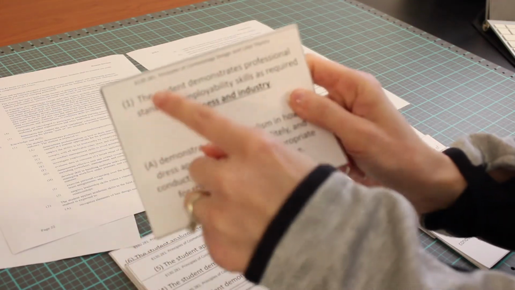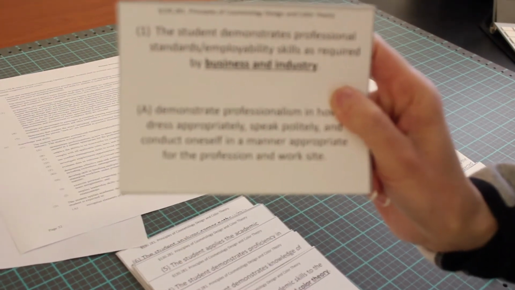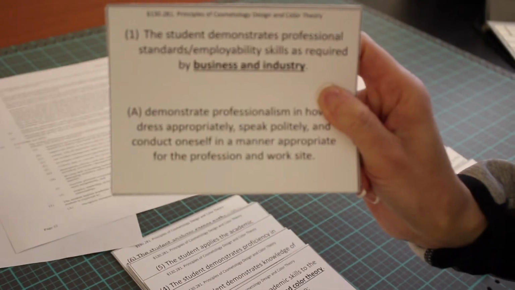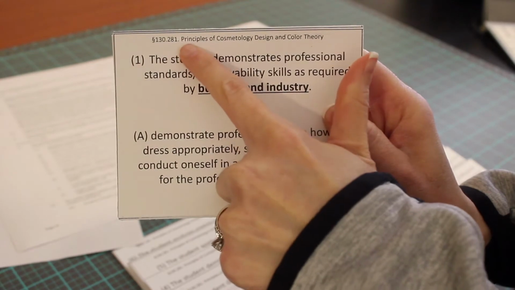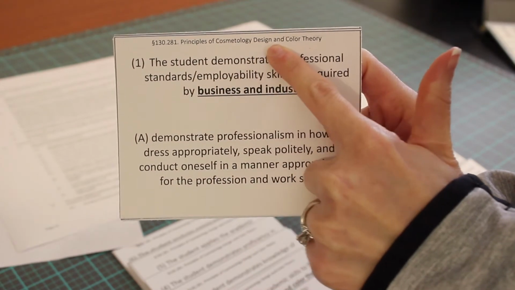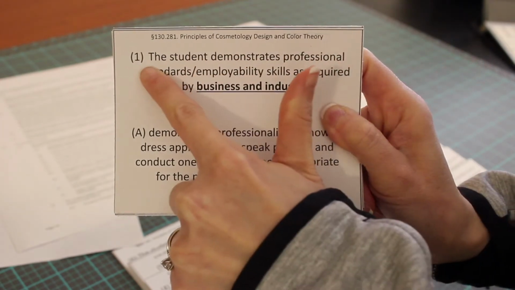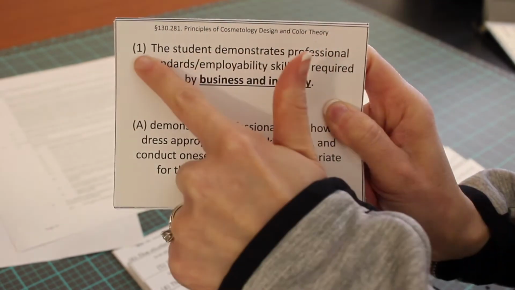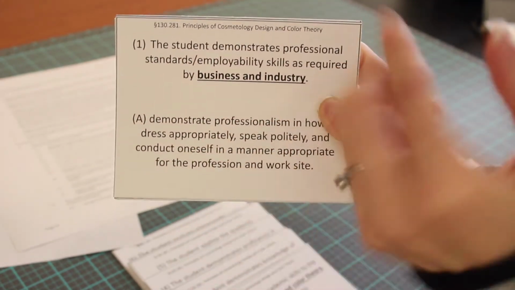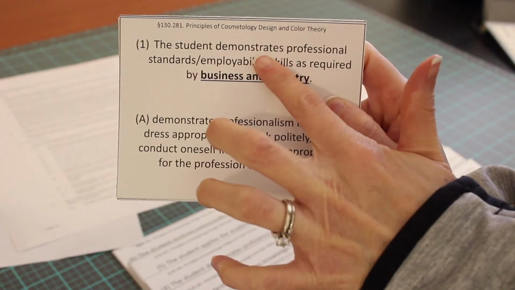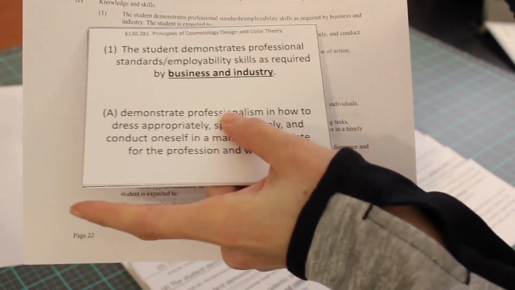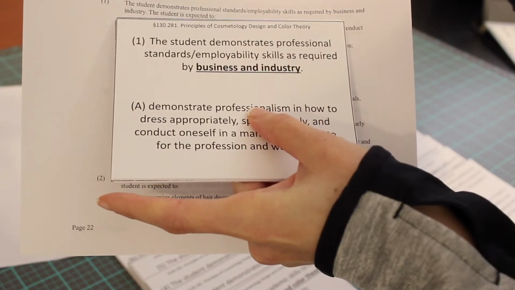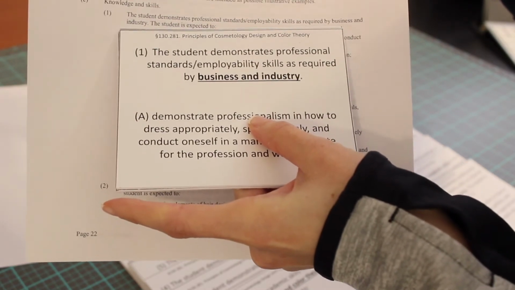Up here on the card, let me get this a little bit closer. Here it is: Principles of Cosmetology, Design, and Color Theory, which is the name of the course. The number is what I call the unit, which is the same number as what is right here on our TEKS page, printed out from the TEA website.